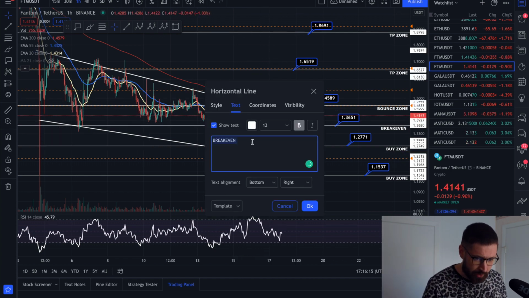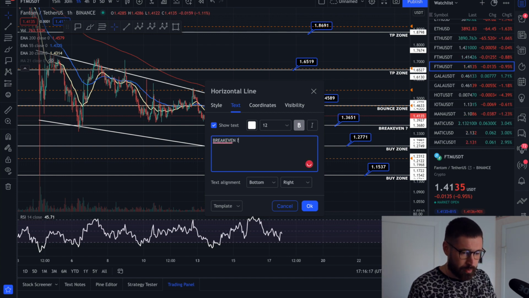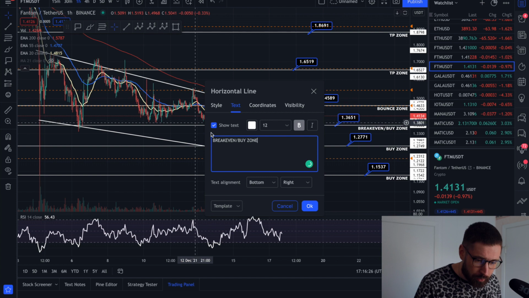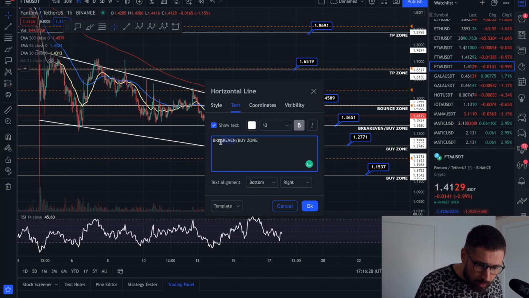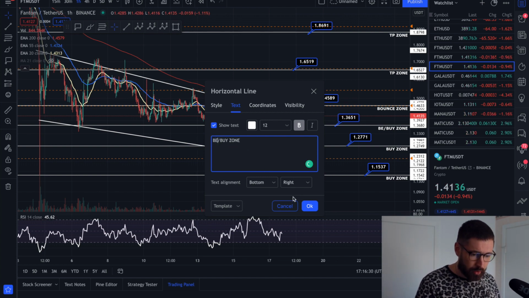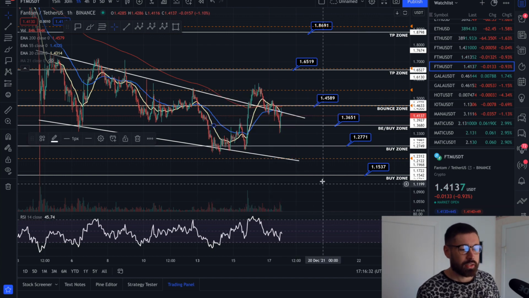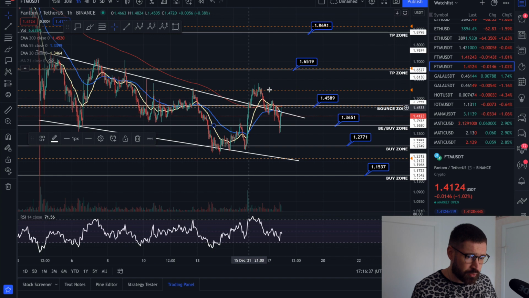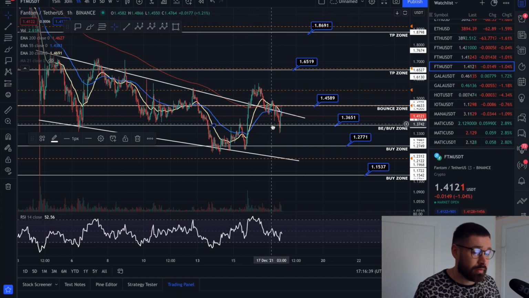So I'm going to do the exact same thing I was talking about today with my Matic video for playing these bounces. I'm just going to put BE. This is a bit long. BE. Okay. So guys, you can see here, this was our break even at 136. So I closed 50% of my trade and I broke even on the rest.